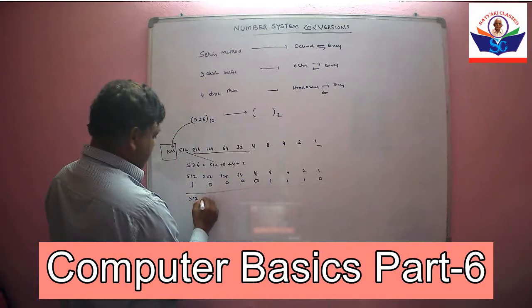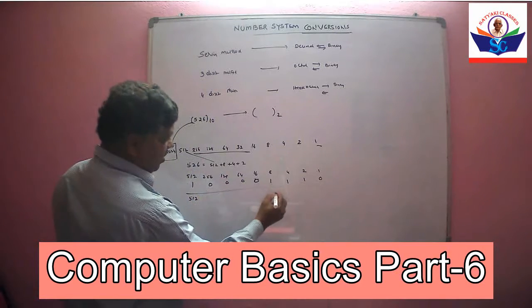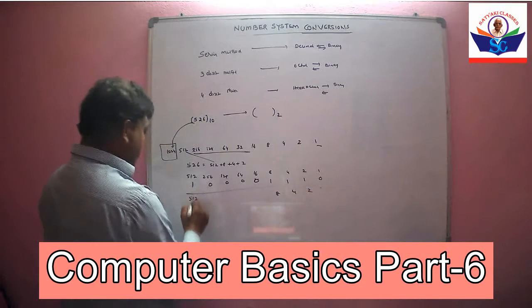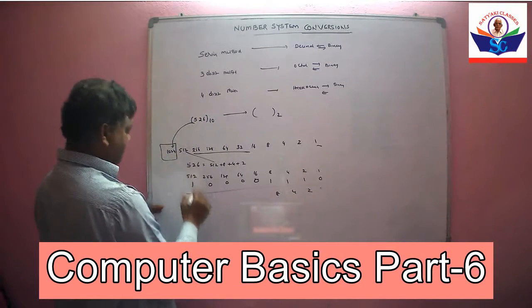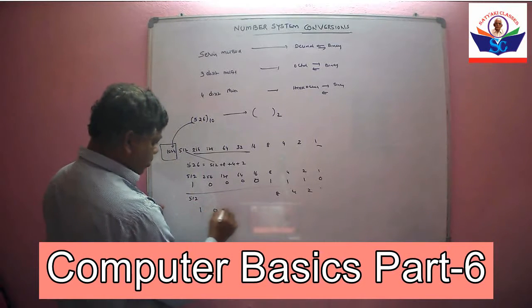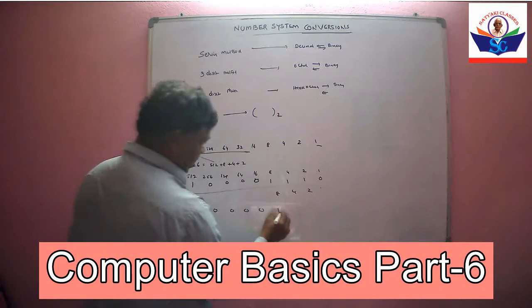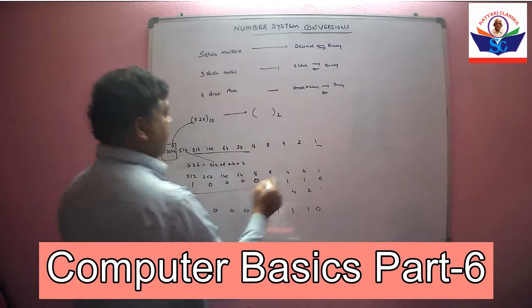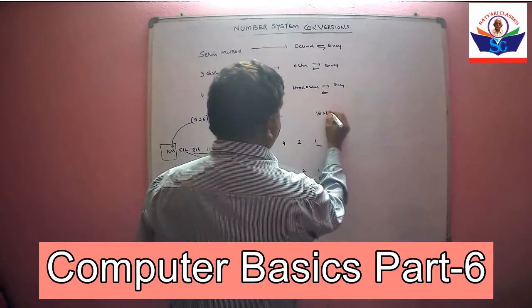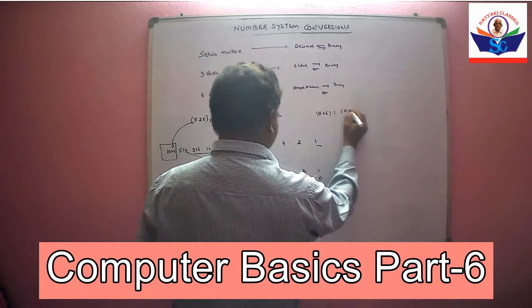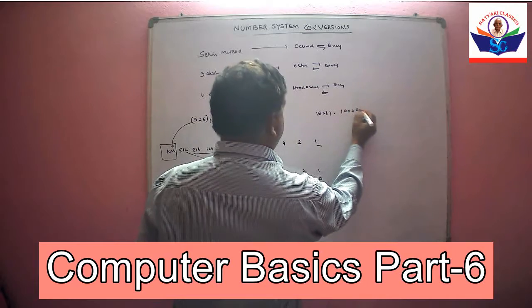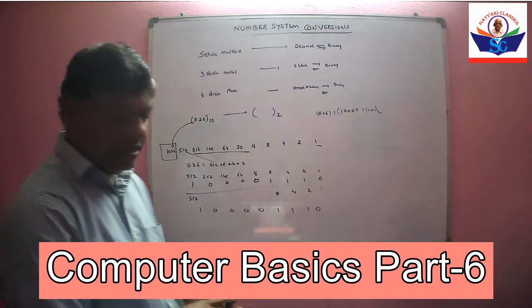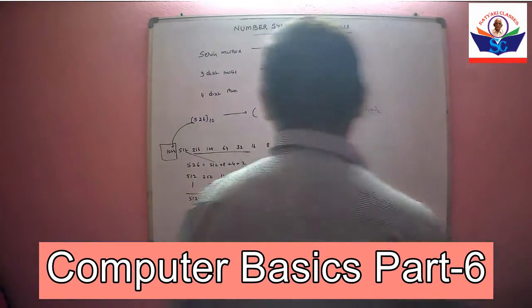512 plus 8 plus 4 plus 2 is 526. So 526 is equivalent to 1000001110 in binary. Like this, we will follow the series method.